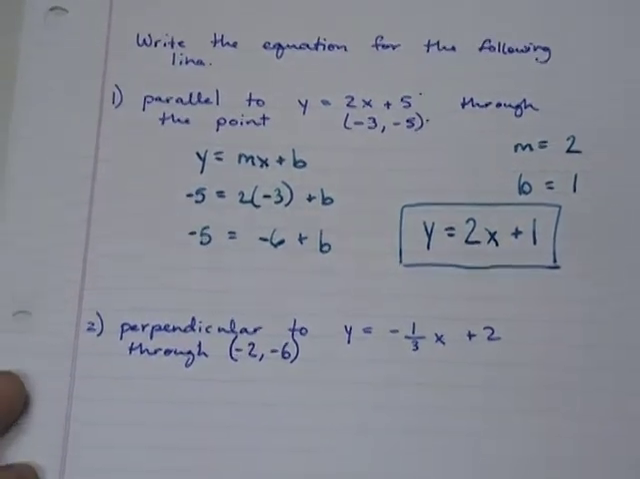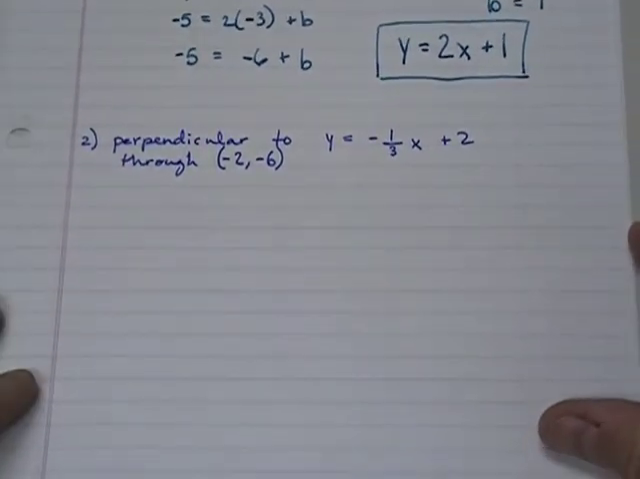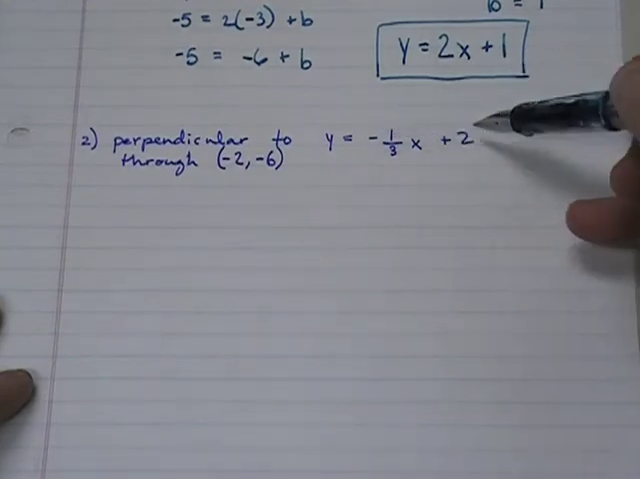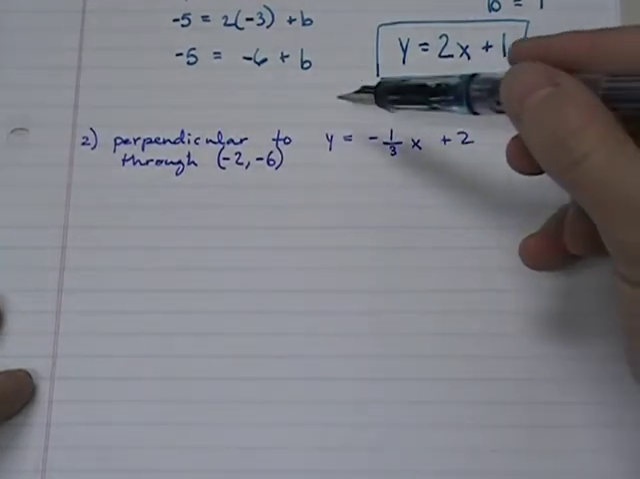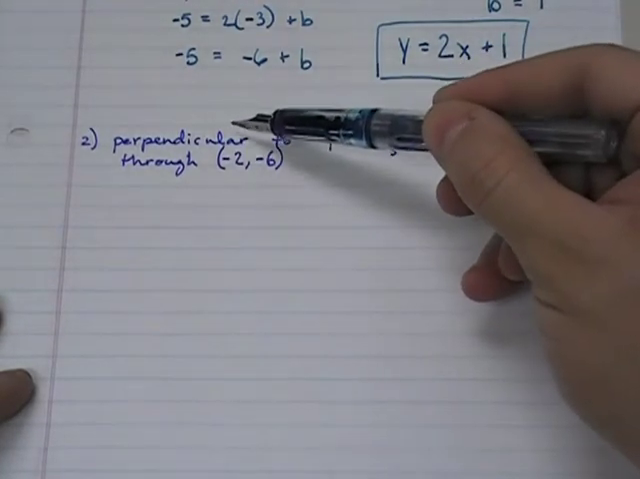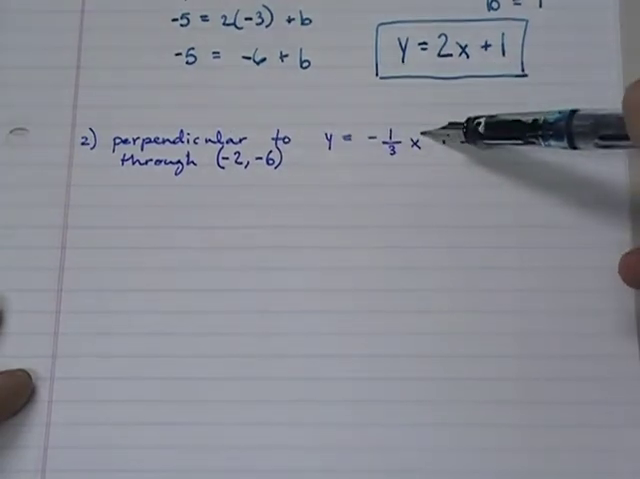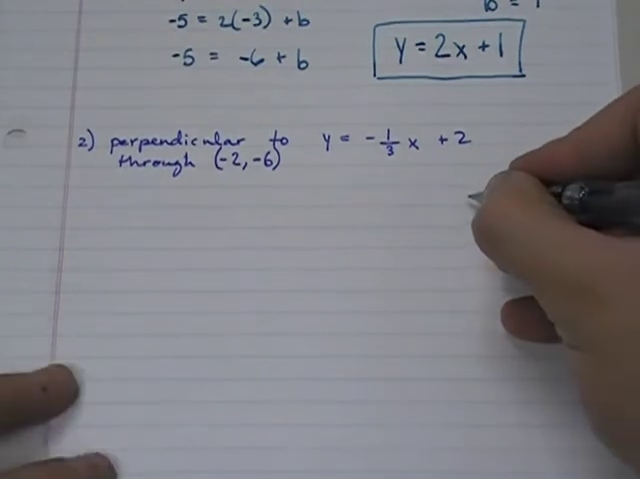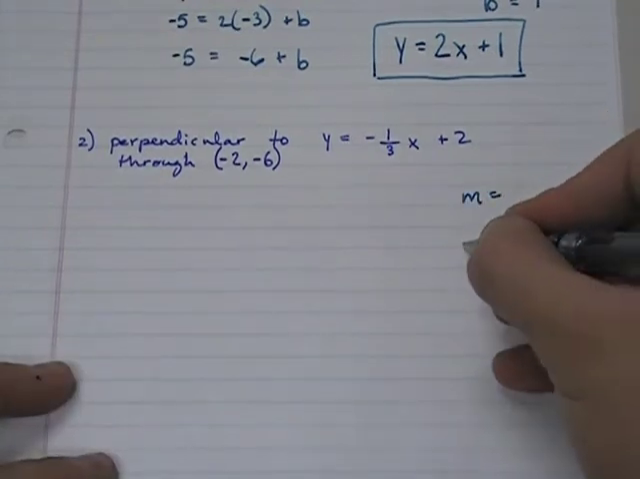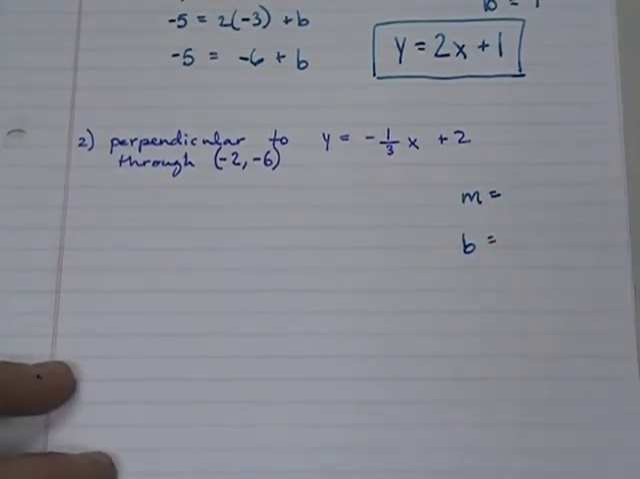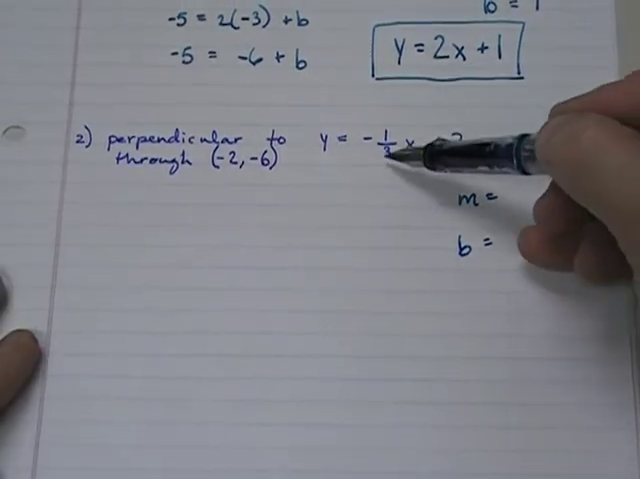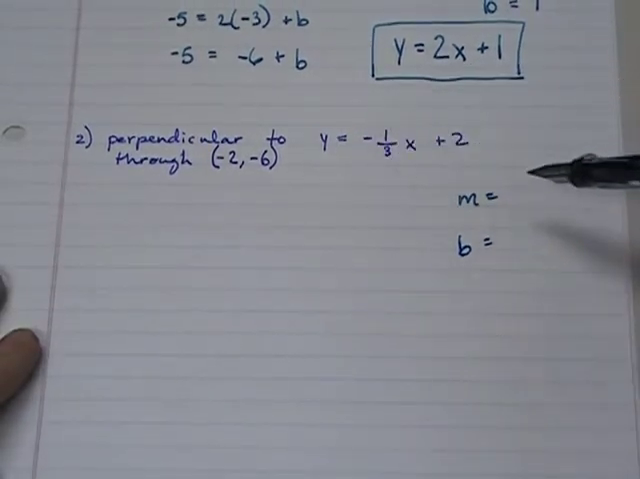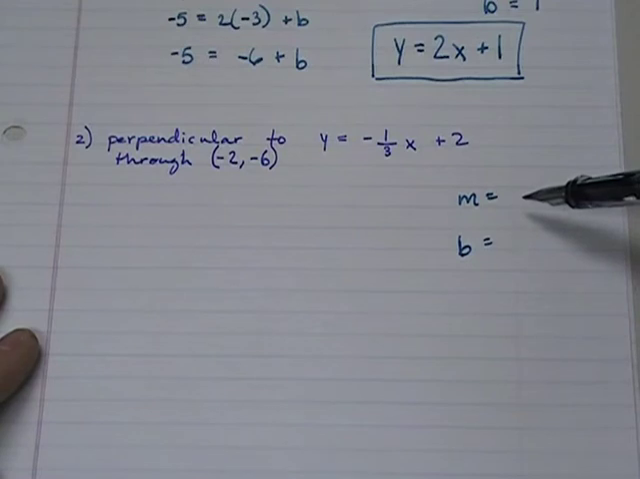Okay? Next question. Very similar. They give us an equation, they give us a point, and they say we want you to write an equation for a line perpendicular to this equation and through this point. Again, you need to know two things, m and b. And when they give you this, they've given you m for the perpendicular line.